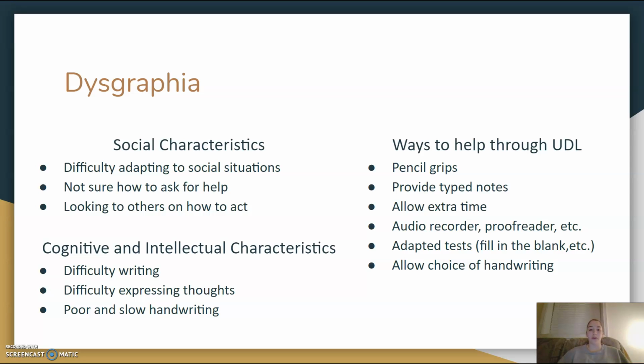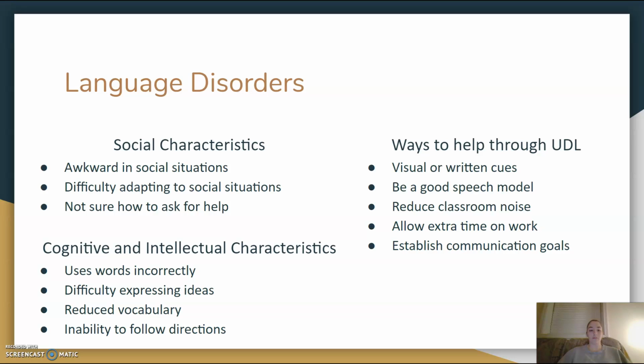And give them a choice of handwriting, whether or not they want to write in print or cursive, because they might feel more comfortable or feel like they're better at doing one or the other.